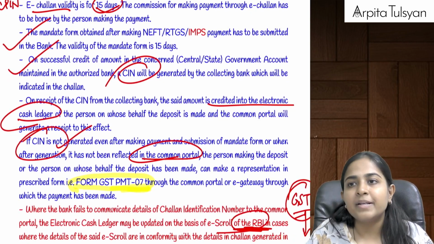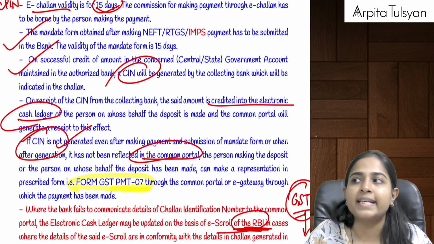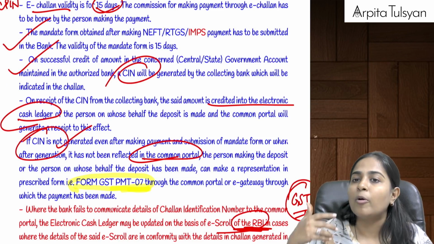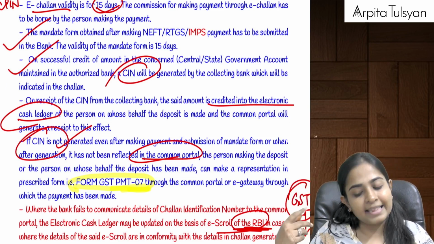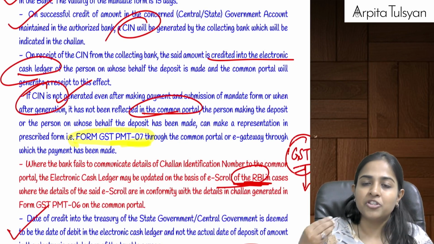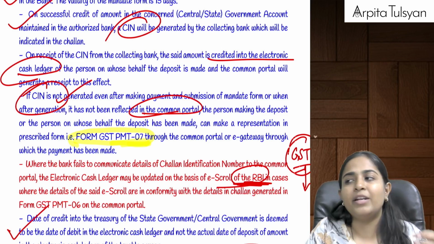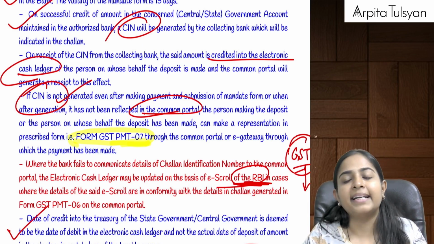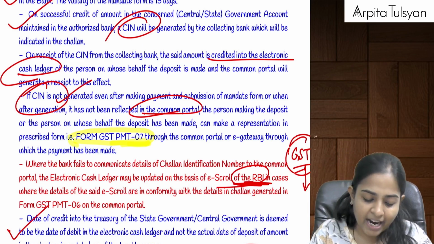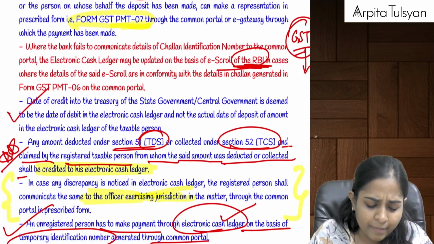Sometimes it so happens that because of some online issues, the payment is debited from your account, but the SIN is not generated. Then in that case, you can make a representation on the GST portal in form GST PMT 07, where you can state that my payment got deducted, but the amount was not credited to my cash ledger, etc., and that problem will be solved.